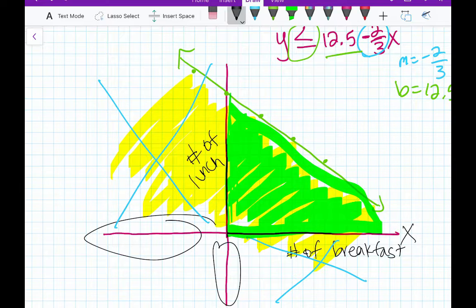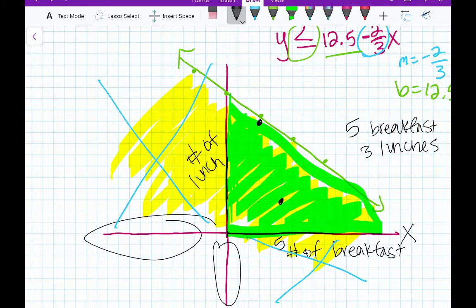So let's talk about some solution values. This point is clearly in the shaded region. What does that solution mean? That means that I bought 5 breakfast and I bought 3 lunch. So 5 breakfast, 3 lunches. That is a possible solution. Another possible solution is this guy right here, not quite on the line. That would be 3 breakfast and 10 lunches. Now these points that are on the line, those are at half marks.